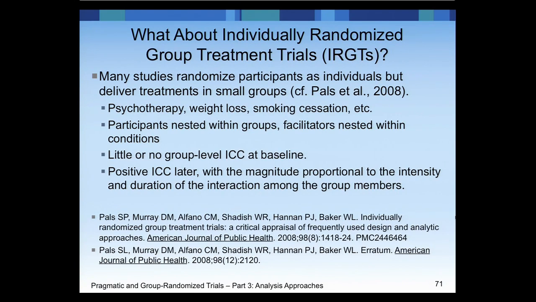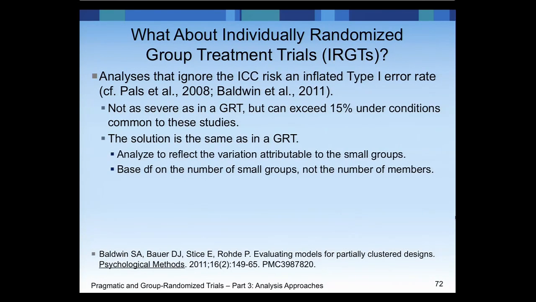What about analyzing individually randomized group treatment trials? Many studies randomize participants as individuals, but then deliver those treatments in small groups, and we've talked about this several times in the course of this course. Psychotherapy trials, weight loss, and smoking cessation trials are examples of that. Participants are nested within these small groups. The facilitators may be nested within conditions. There may be little or no group level intraclass correlation at baseline, but we anticipate that it develops over time and in proportion to the magnitude and intensity of the interaction among group members in those small groups.